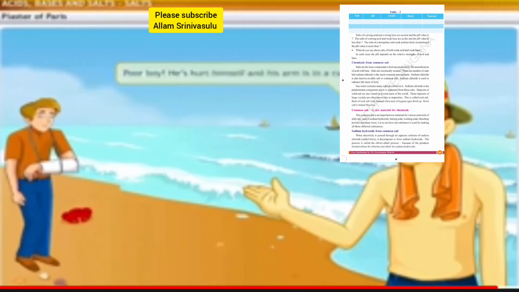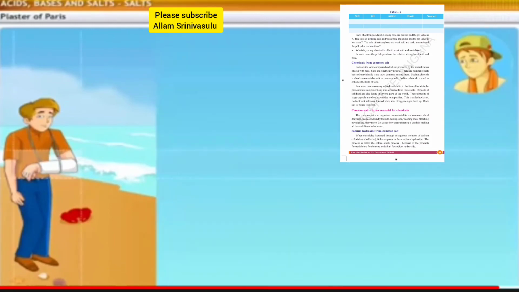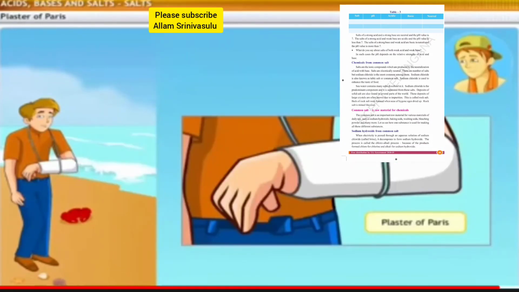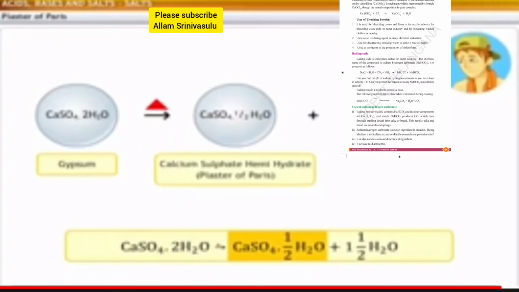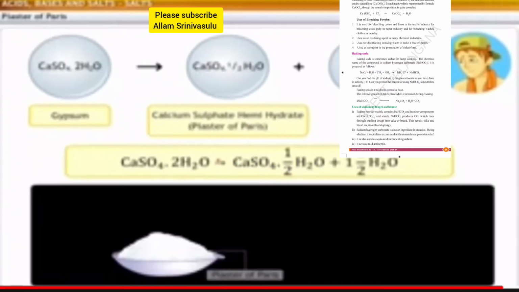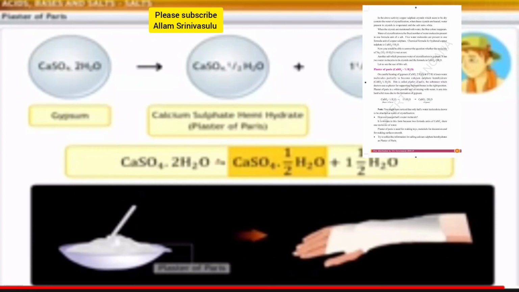Gypsum reacts with water, forming plaster of Paris. Plaster of Paris is used for setting broken bones. Gypsum formula: CaSO4·2H2O. Apply heat, CaSO4·1/2H2O is formed, and 1.5 water is evaporated. It reacts with water again, forming calcium sulfate. That is what we call plaster of Paris, applied on the bone fracture, and then it becomes strong.